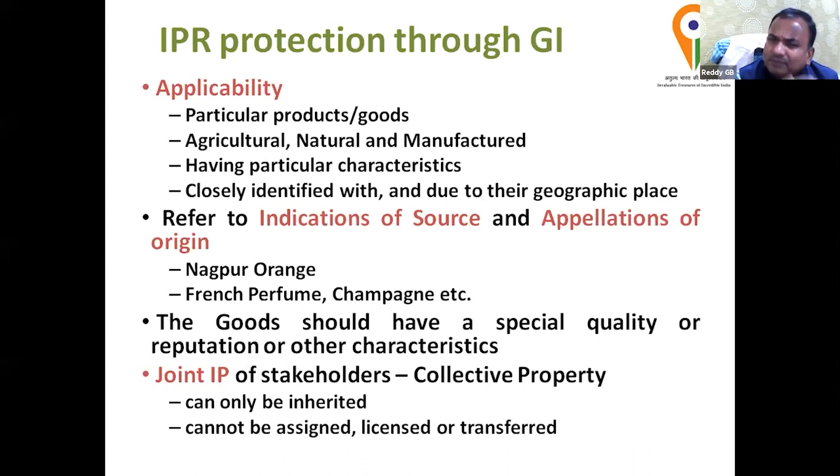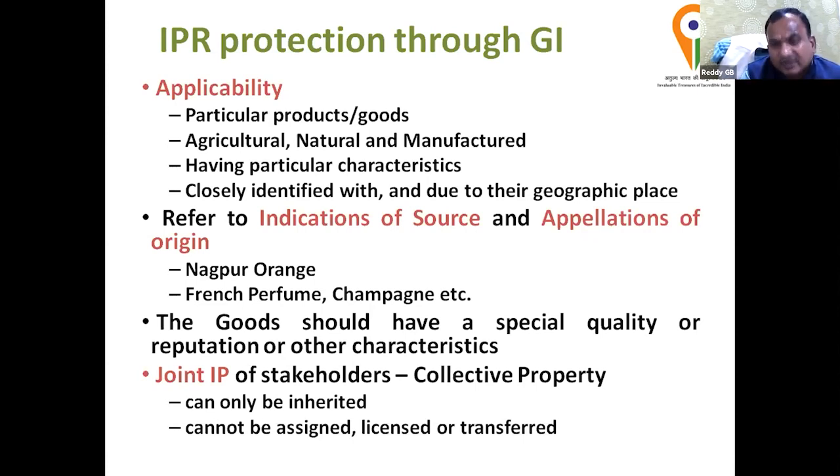And over a period of time, the quality and the reputation of the goods, their quality, their appearance, their nutritious value, or their artistic value, whatever, it is maintained for decades and centuries together. That is the reason why we have to protect the geographical indications of goods. Another point, as I've been making from the beginning of this interaction, is that it's a collective property, community property.